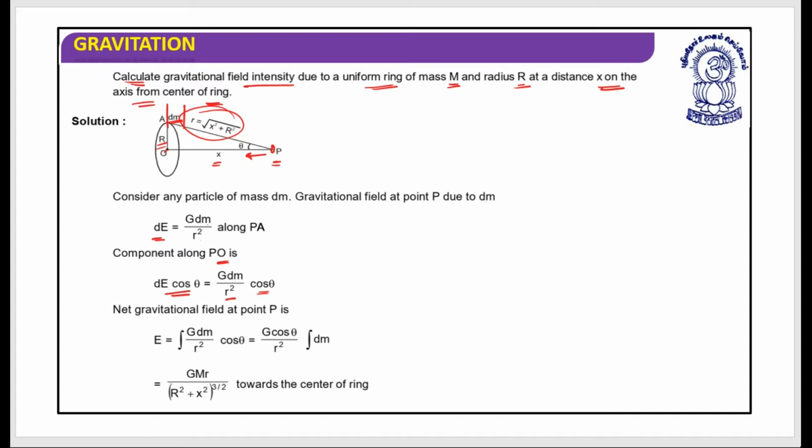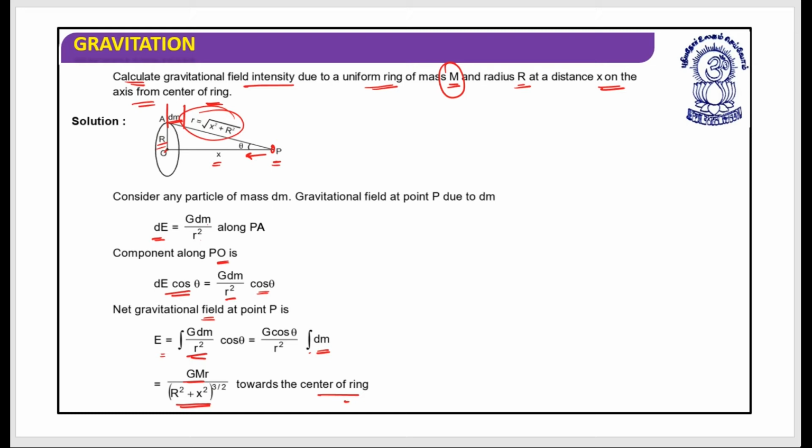If I integrate this, then E is equal to the integration of G dm divided by r square cos theta. It's G cos theta, and I'm going to integrate it fully for the entire mass. The total mass is m, and the result would be GMx upon r square plus x square to the power 3 by 2, towards the center of the ring. This is the gravitational field due to a ring on its axis.